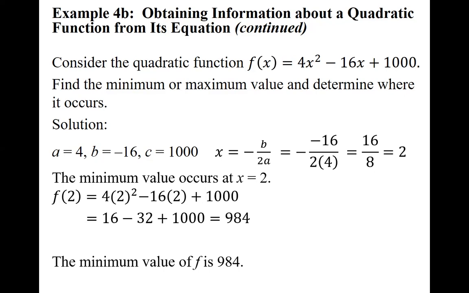Being a minimum value means that 983, for instance, isn't possible. 984 is the minimum value. 985, 986, all the way up through infinity. Those are possible, but not 983 or below. Not 0, not any negatives.